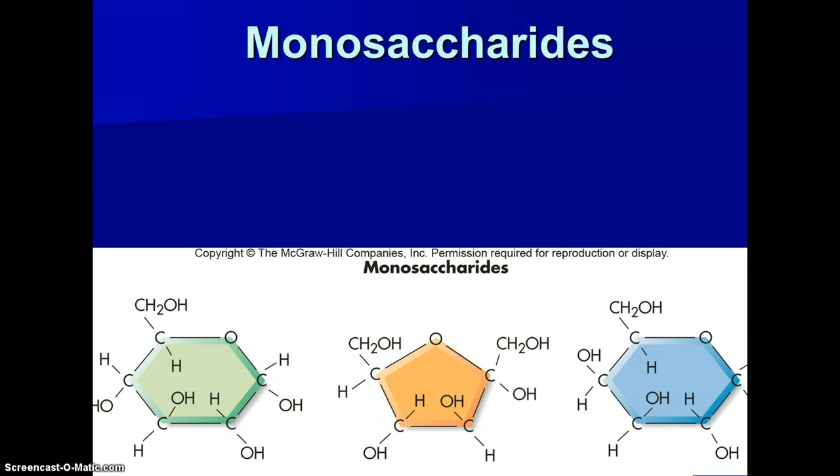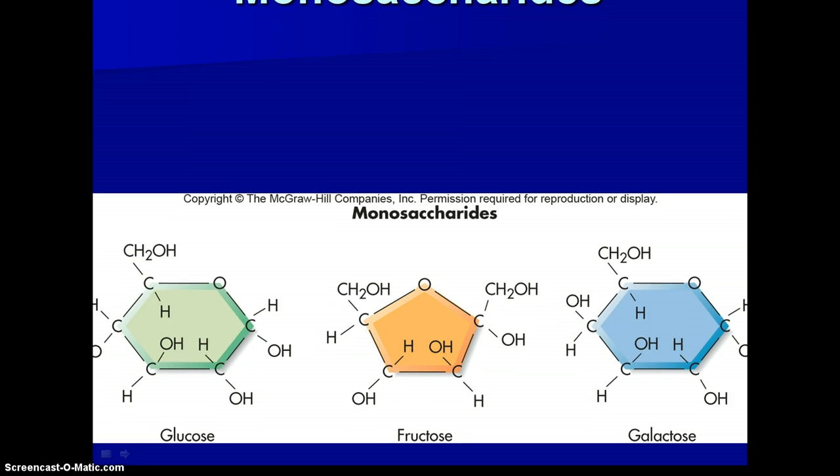So the basic building blocks of carbohydrates are called monosaccharides, which means one sugar. And this slide shows you the three basic monosaccharides. These are the building blocks of all carbohydrates: glucose, fructose, and galactose.